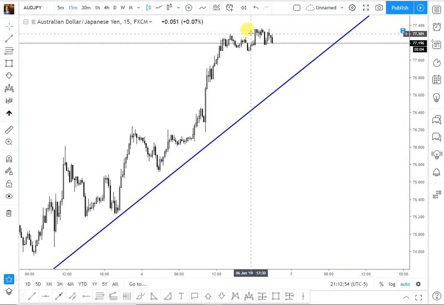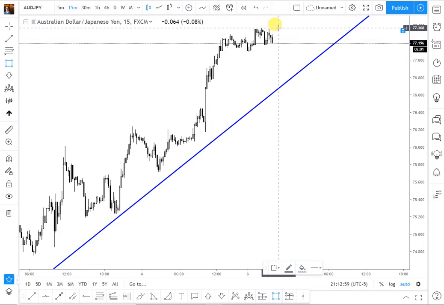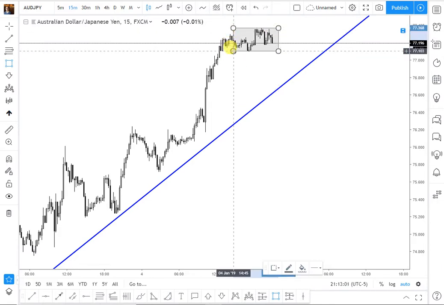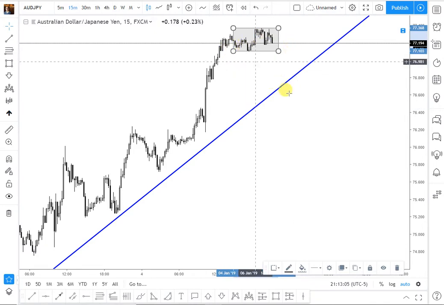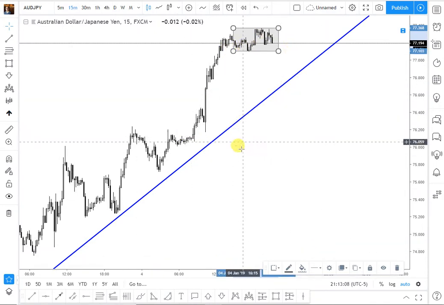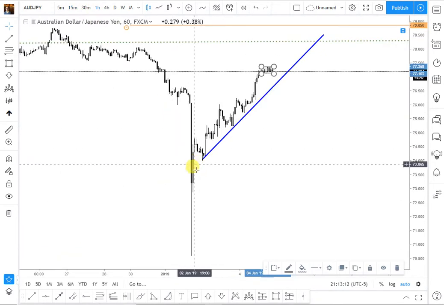So now it starts to move sideways here. We'll keep an eye on this. We prefer to get decent price action before we sell this pair.